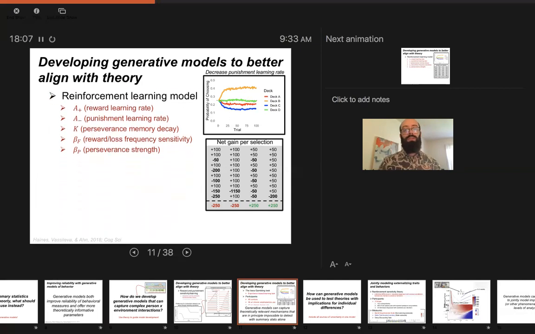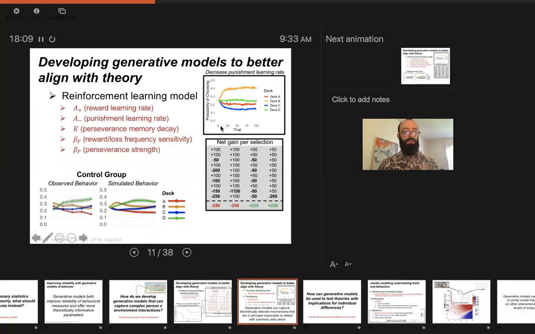And so what we did with this is we took the data. I won't have time to get into this in detail, but here's the actual empirical data across the group for the control group. And what you can see is that on average, they begin to prefer deck D. And this is the simulations from the model showing that it captures those trends quite well.